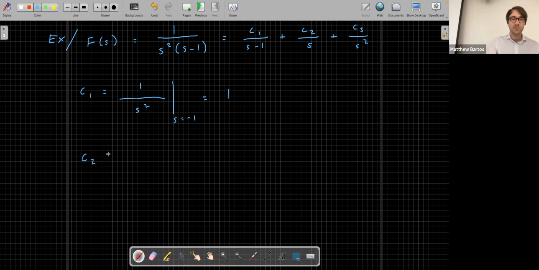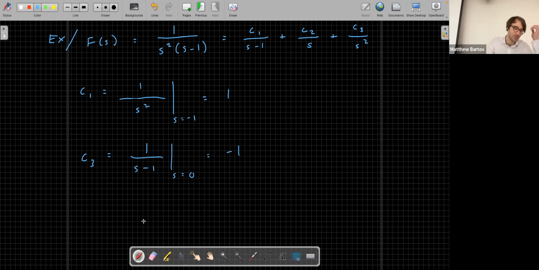Okay, for C2, what do we do first when we're looking at repeated roots? Actually, let's look at C3 first, right? So we start with the highest power on the root, and we multiply through. So we get 1 over (s minus 1) evaluated at s equal to 0. And that's going to give us minus 1, right?